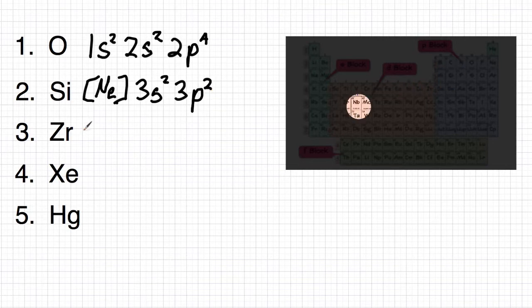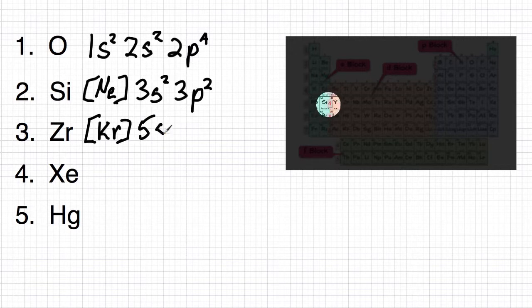Now for zirconium, number 40, we're also going to back up until we run into our first inert gas, and the first inert gas we run into is going to be krypton. So we write brackets krypton. Then we start from krypton and go to 5s2, and then finally 4d2, ending with zirconium.